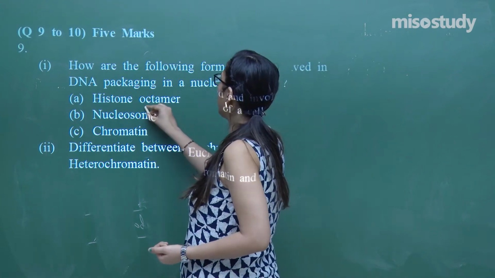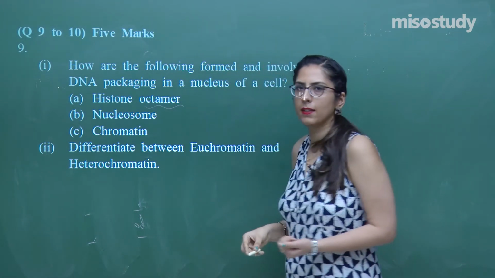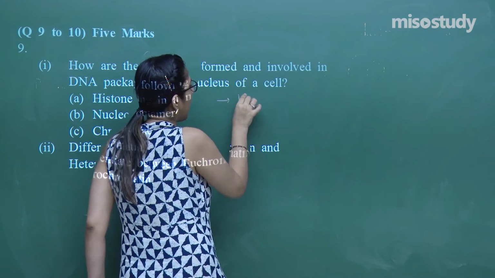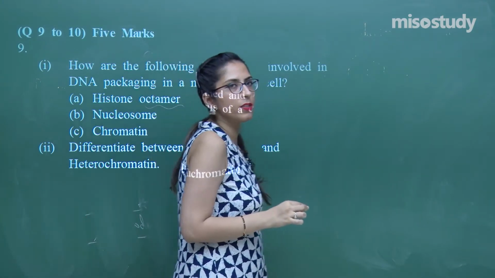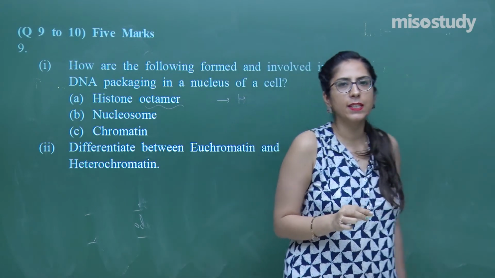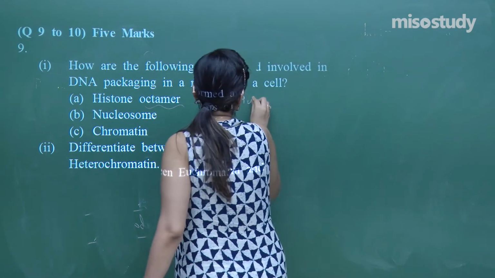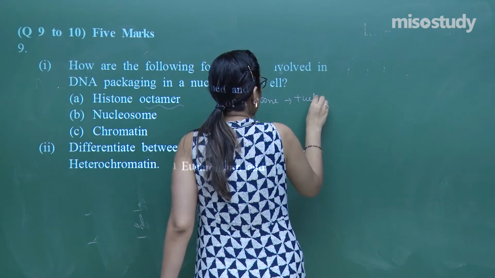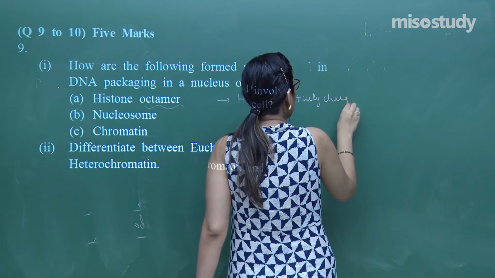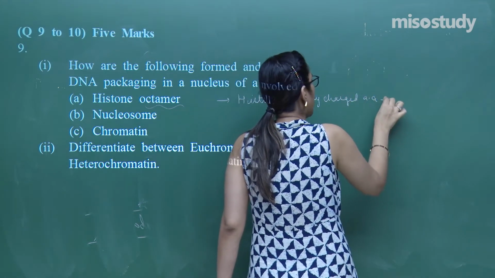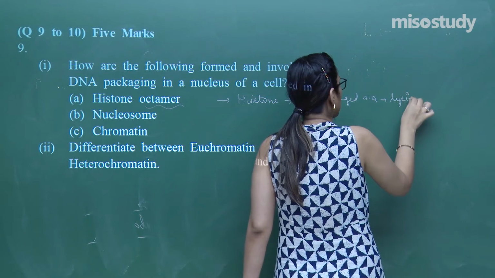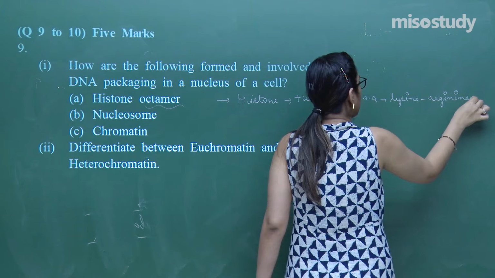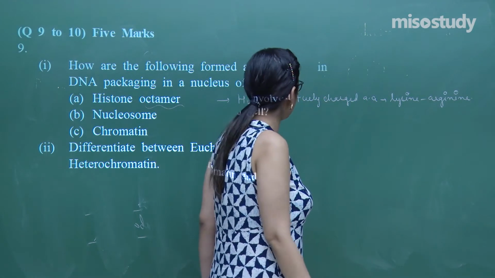First of all, they have written over here the histone octamer. Histones are those which are rich in positively charged amino acids, like lysine and arginine. So, histones are a rich source of positively charged amino acids, which are lysine and arginine.